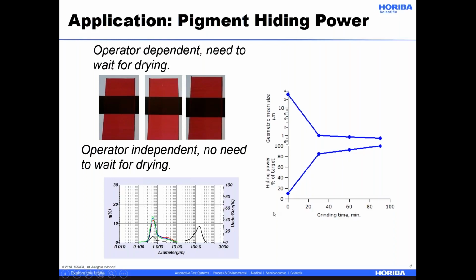It turns out there's a pretty good correlation between the geometric mean particle size and the hiding power, in this case percent of target specification. And so instead of relying on hiding power measurements to determine your grinding time, you can do particle size measurements. And this does a couple of nice things for you. The biggest is it gets you a very quick answer as to when you can stop your process.